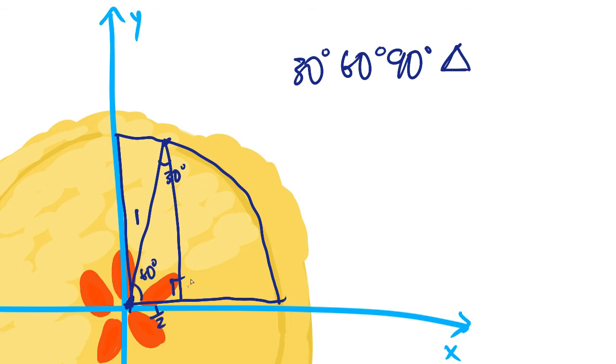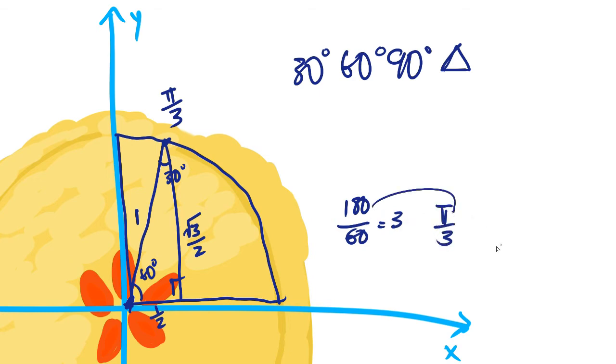So this is half. Okay, now what's this? Remember, to get from here to here, you multiply that by the square root of 3. So half times the square root of 3 is just square root of 3 over 2. And this just happens to be pi over 3, remember? Because 60 degrees, so 180 over 60 is 3. So then pi over 3, because pi is 180, right? Okay, so 30 degrees, 60 degrees, and the right angle.